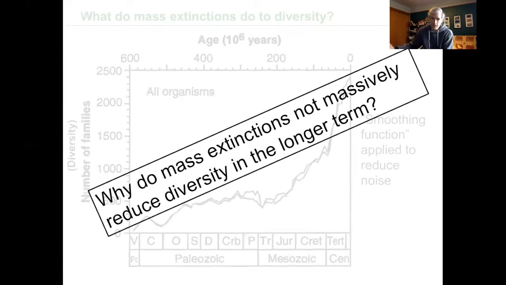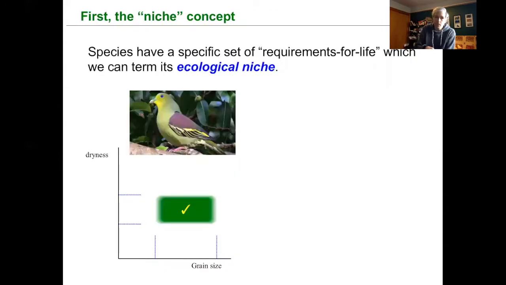So the question is, why do mass extinctions not massively reduce diversity in the longer term? We would expect that if an awful lot of things are going extinct. Remember, in some places we're losing entire classes of species, huge taxonomic groups. But over time, the number of families is continuously increasing. So what's going on? Well, we have to start with the niche concept.